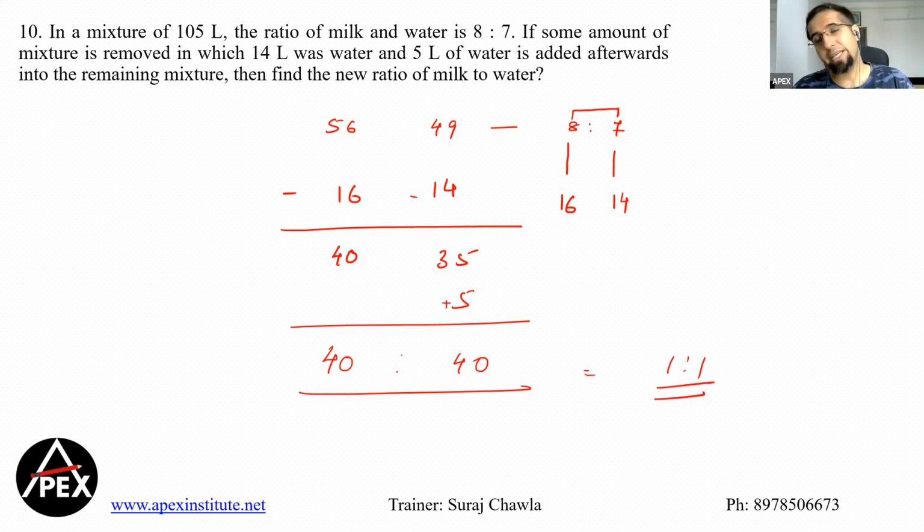That's it, guys. This completes the topic called mixtures and alligations. I will be dealing with you with time and work, which is on Monday, and then permutations and combinations and probability. So these are the remaining topics that I'll be dealing with you.